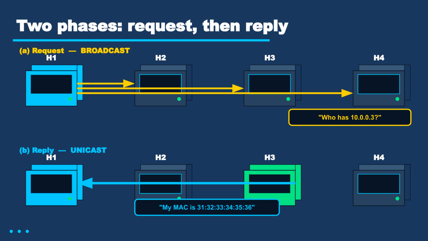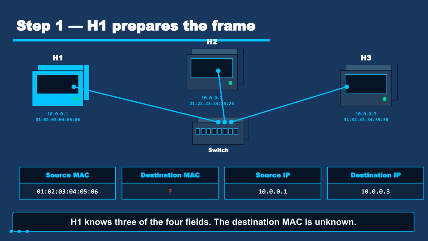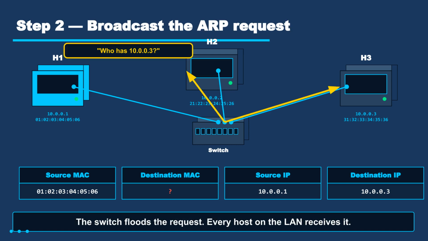ARP has 2 phases. First, H1 broadcasts a request to everyone asking who owns the IP. Then, the one host that matches replies directly with its MAC address. H1 fills in what it knows, its own MAC and IP, and the destination IP. But the destination MAC field is empty, so the frame can't be sent yet.